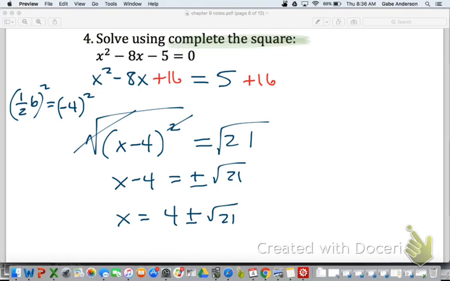As somebody was mentioning WebAssign, they might want you to actually split it: 4 plus root 21, 4 minus root 21. That's fine, of course, as well. You could convert this over to a decimal using a calculator, depending on what the question was asking.